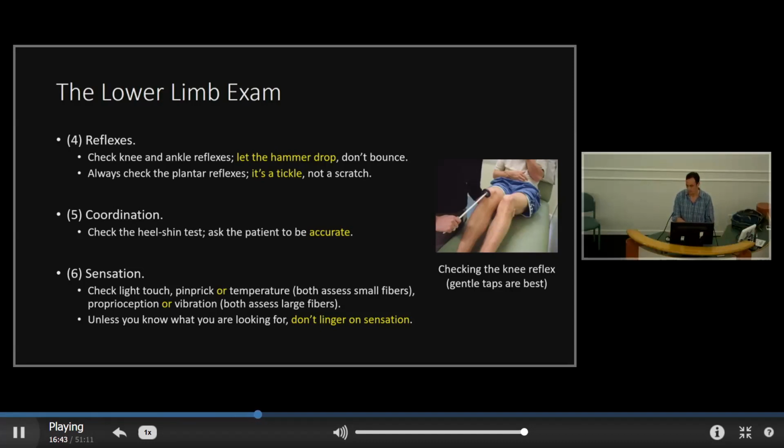I choose proprioception here because proprioception, starting with the big toe, generally should be intact in anyone regardless of age, whereas vibration can start to diminish in elderly people. I find it less useful, and it takes a bit more time to do it properly. So if you're doing an exam, pinprick and proprioception are probably the two that I would do. If you're on the wards, temperature and proprioception, I must admit, I do those two quite a bit. So again, don't linger on sensation unless you know exactly what you're looking for. If you don't know what you're looking for, then really just do it and keep going.